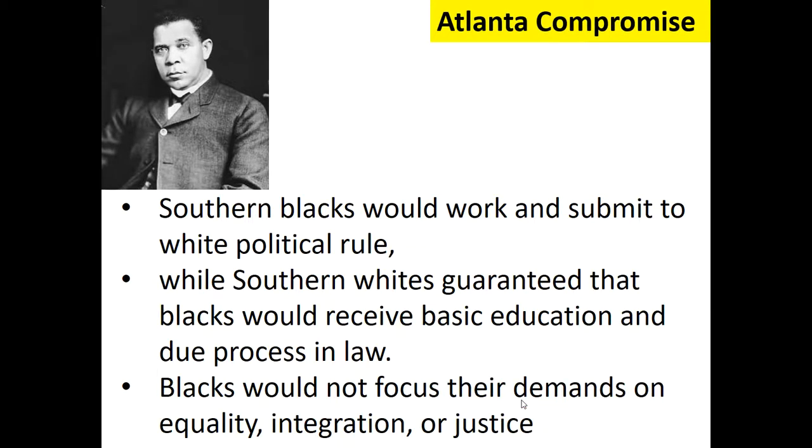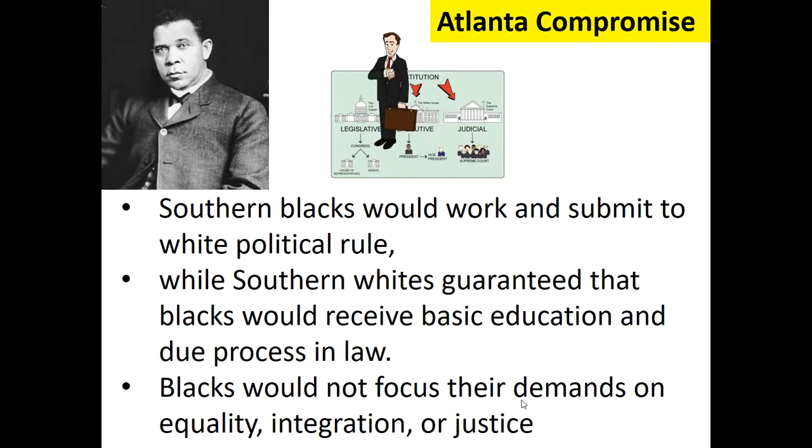And what we get is the Atlanta Compromise. And this says that Southern Blacks would submit to white political rule. We'll let the whites run the local governments. We'll let the whites run the state governments. We'll let them run the federal government. They can do their government thing, as long as, we get it, you guys are in control.